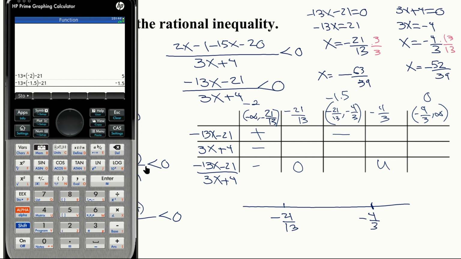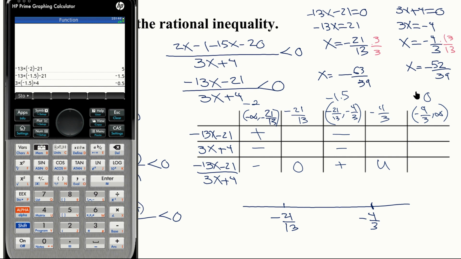All right, so let's go ahead and type in the other one too. So 3 times negative 1.5. I think I used, you got to use this negative. Negative 1.5 plus 4. That's negative 4.5 plus 4. It should be negative, right? Right. So negative, and negative divided by negative is positive.